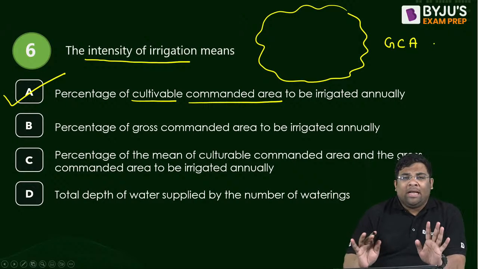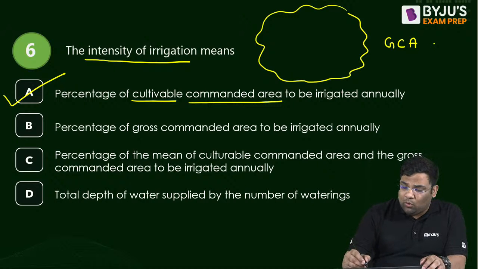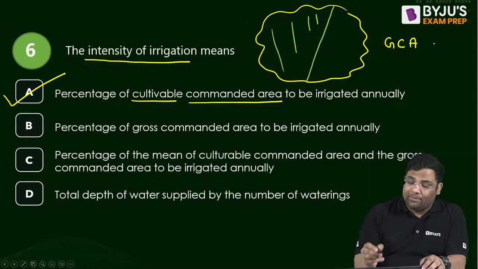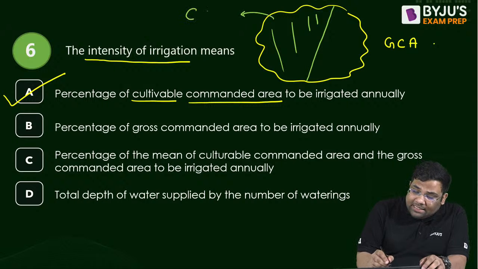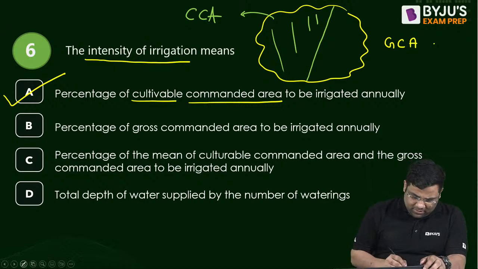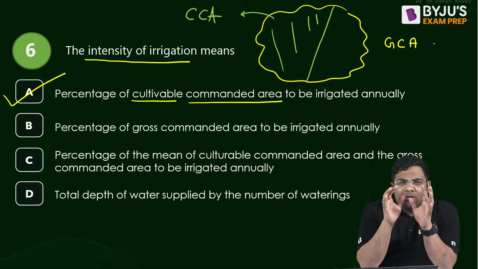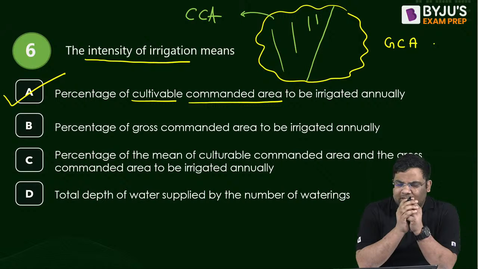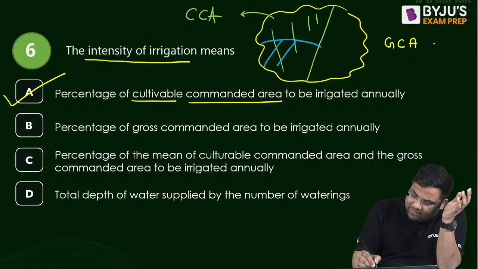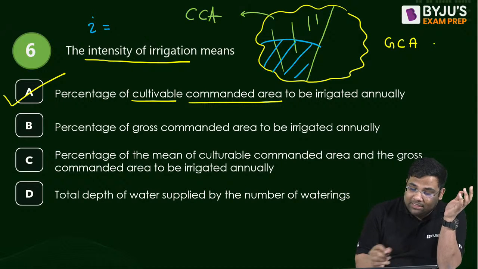Now, the whole area will not be cultivable, right? You cannot do cultivation in the whole area. So suppose a certain area is cultivable. So this is the cultivable commanded area. Now, in a particular year, you will not use the total cultivable area for irrigation. You might be using this much area. So this intensity will give me what?